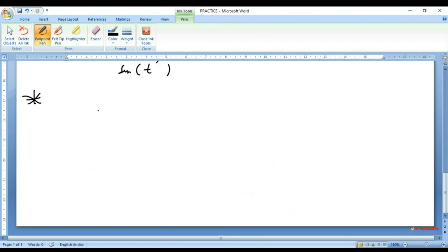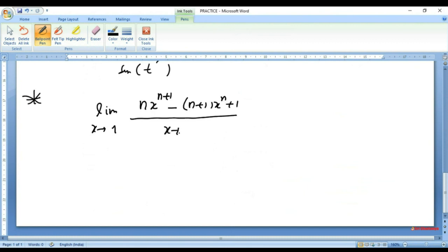We have to evaluate the limit as x tends to 1 of (n times x to the power n plus 1 minus (n plus 1) times x to the power n plus 1) over (x minus 1) whole squared. We will use this example in our next problem also. So let's follow it.